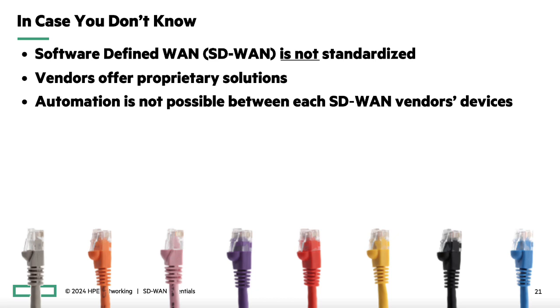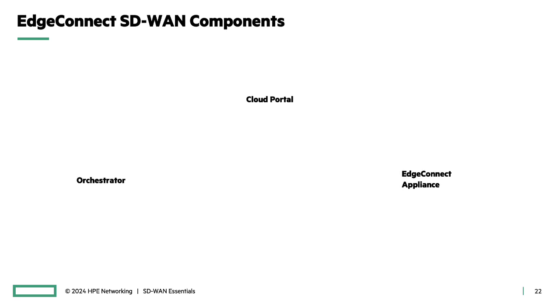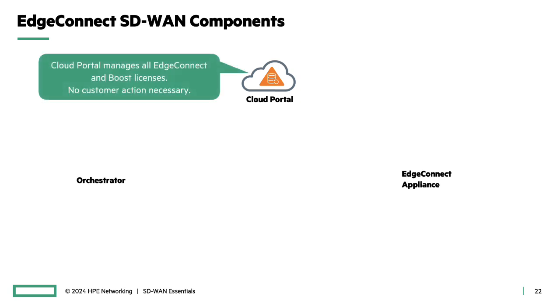Of course, here you'll learn about the EdgeConnect SD-WAN implementation, and how to use our devices to automate many aspects of your SD-WAN deployment and operation. Here we will discuss the trio of components that make up the EdgeConnect SD-WAN. The first is the Cloud Portal. Whenever you hear Cloud Portal, I would like you to think licensing server.